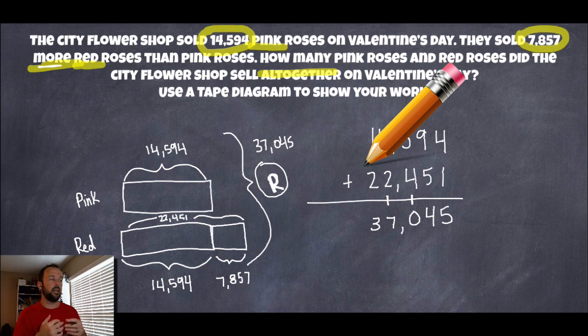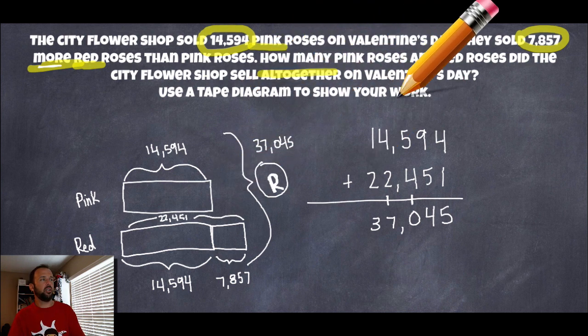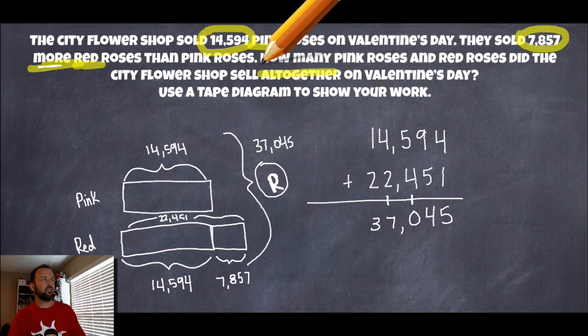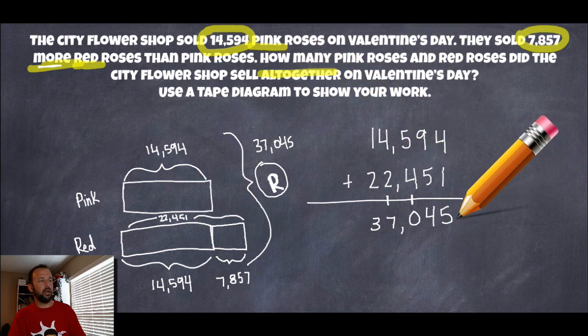So a couple steps there, but drawing that tape diagram, I don't know about you guys, but that really helps me a lot to really see it and visualize it that way. One more thing that I want to point out is when we're solving word problems like this, especially in problem solving, when it's asking us a specific question, like how many roses did they sell all together, I want to label my answer here.